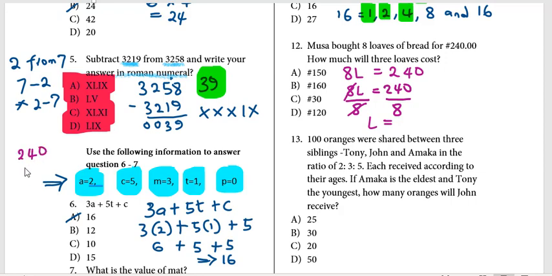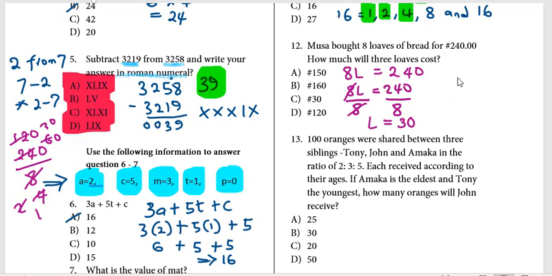240 divided by 8. 8 into 24 is 3. Bring down 0. So this is giving us 30. So it means 1 loaf of bread will cost 30 naira.